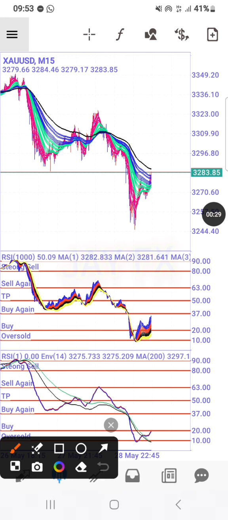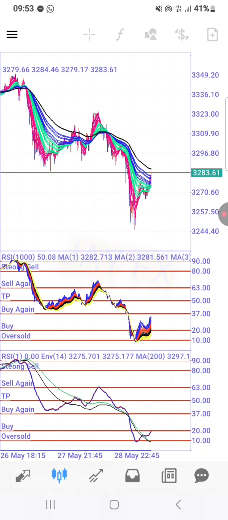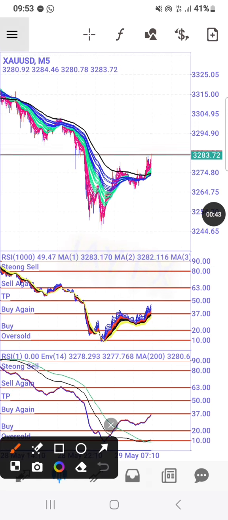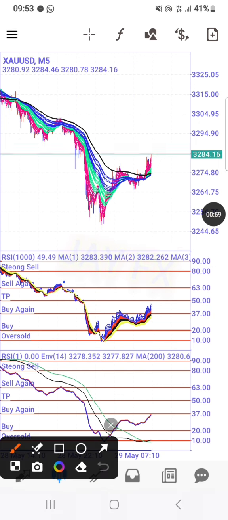First, if you're using Mother of All, you need to use 15 minutes to check this, or you can use 5 minutes. Let's go to 5 minutes and see what it says. Here it is, which means the 200 moving average has managed to cross below the rest of the moving averages. When you come to this, you can clearly see that we were oversold and we bounced on the 10 level. Once we come back, the 20 level shows a lot.